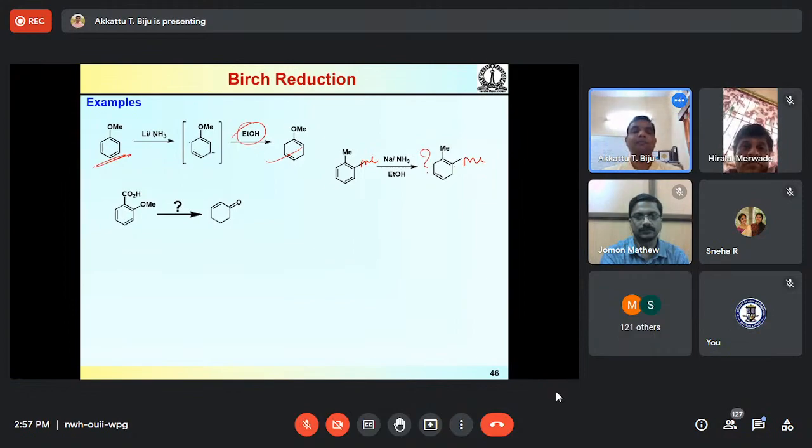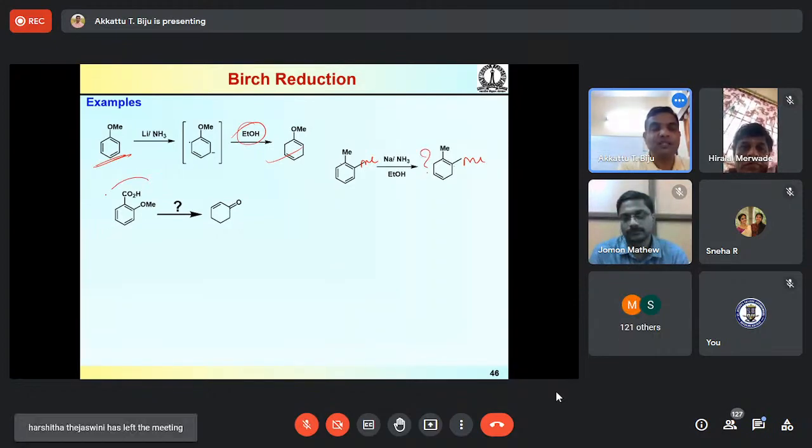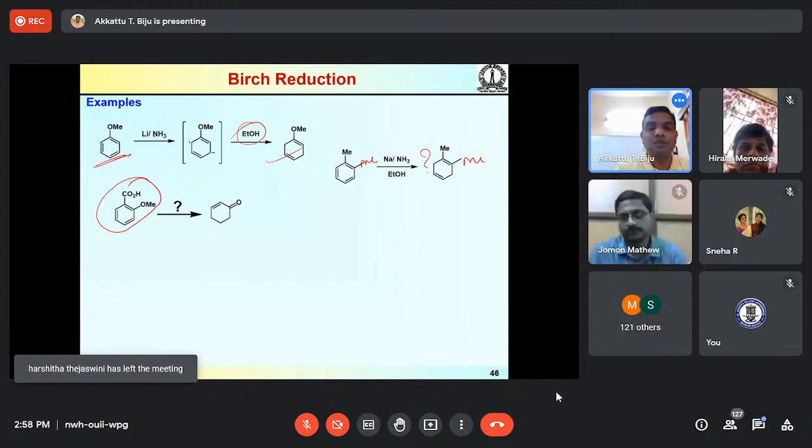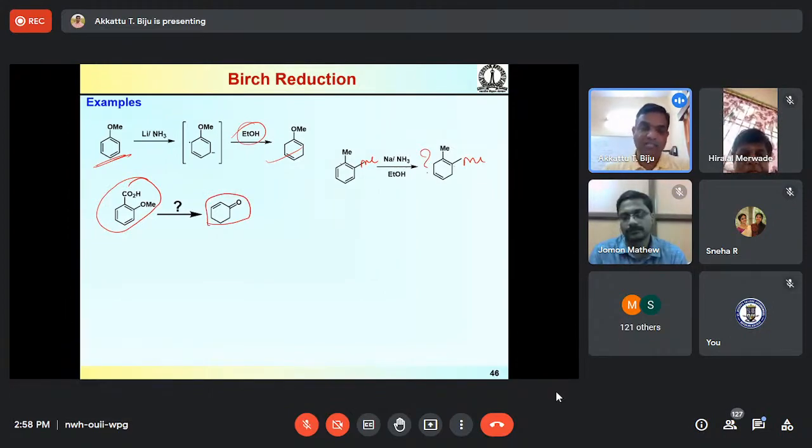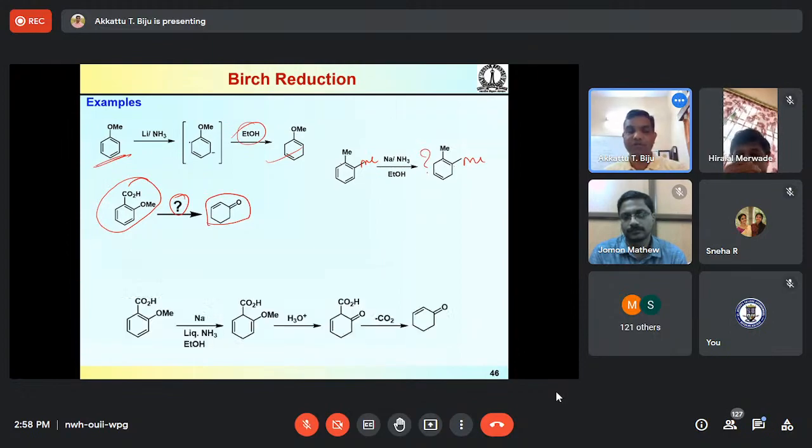And also, as an application, say for example, if you have this ortho-methoxy benzoic acid, what is the best method to convert this into an alpha beta unsaturated ketone, a cyclohexenone derivative? What will be the reagent to be used? This is one of the important applications of the Birch reaction.